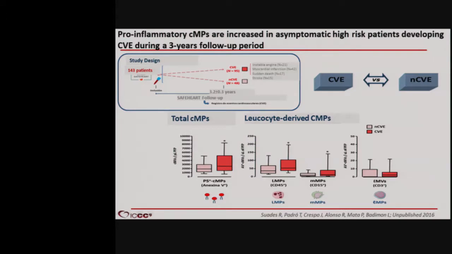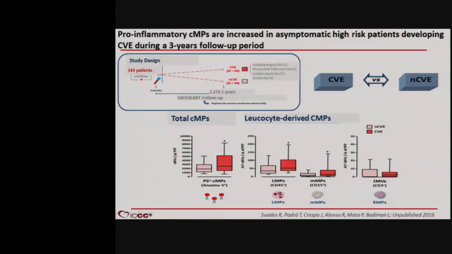This is the last piece of information. In these patients with HFH, we have at present 95 patients with events versus 48 patients without events. We have the sample of these 143 patients taken at inclusion, and we follow them for 3.2 years.